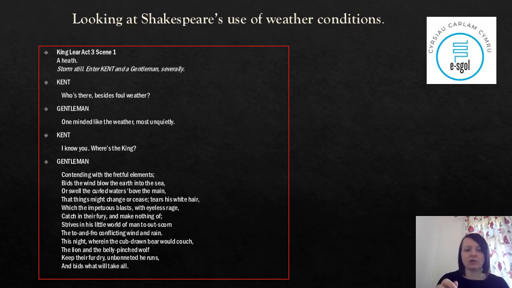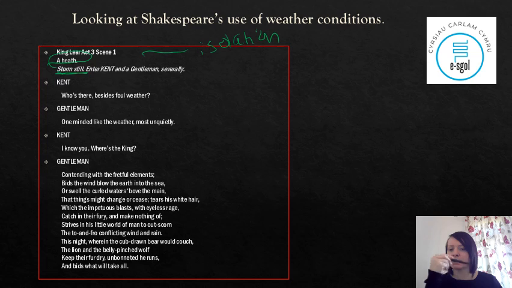So here, if we think about this, okay, you've got the location being put across, okay? So a heath, so with a heath we assume that it's quite an isolated location. So there's a sense of isolation being presented, okay? And then it's almost as though Shakespeare's reminding us that there's this storm still. So clearly reminding us that the storm that was in previous scenes is continuing, okay? So it hasn't stopped, it's ongoing. There's a sense that it's quite relentless, okay?